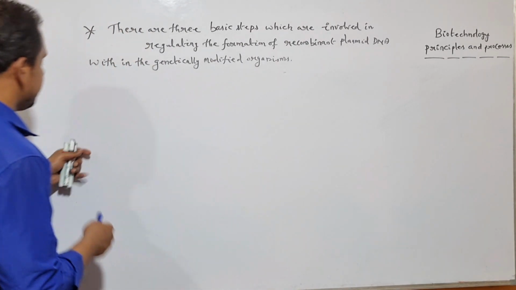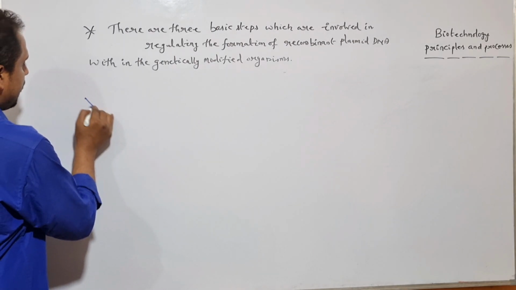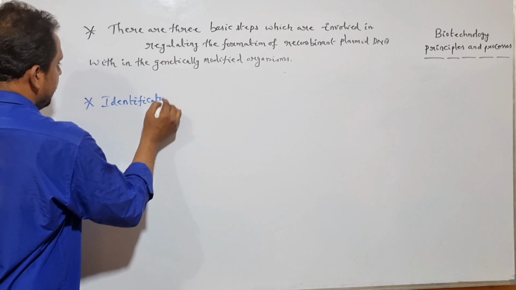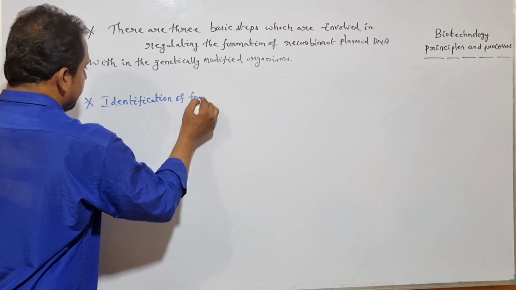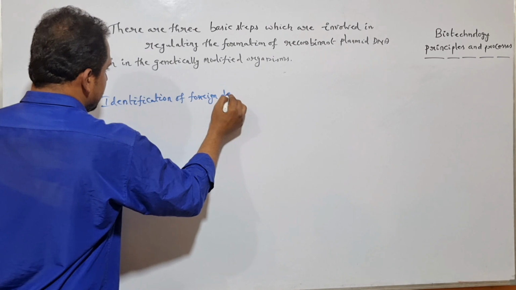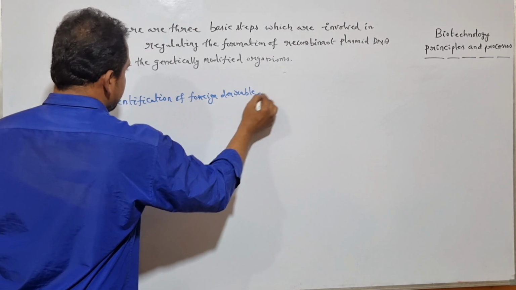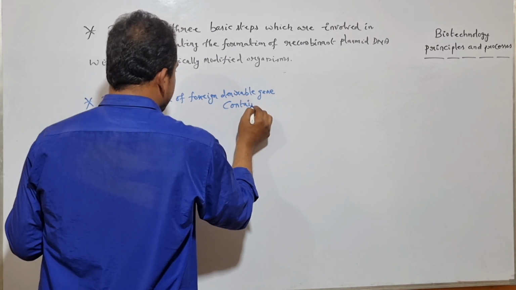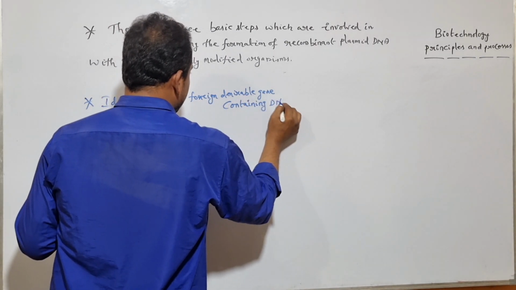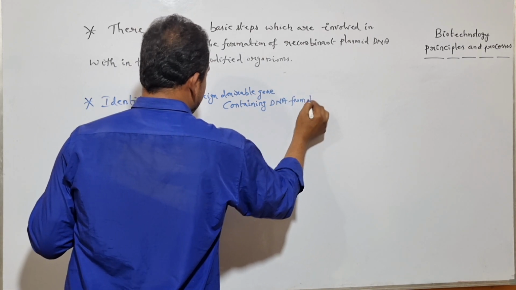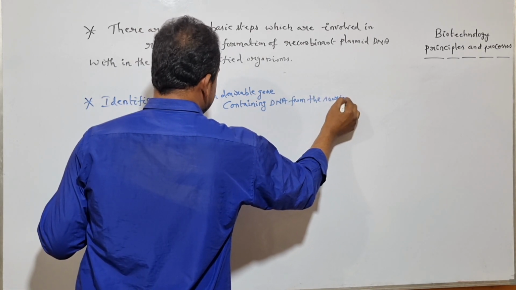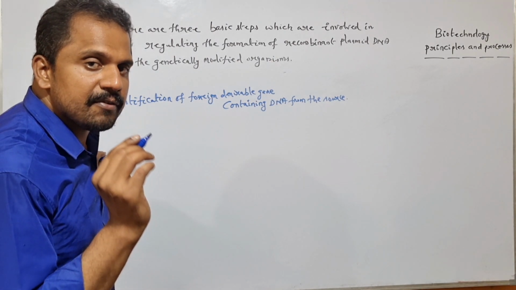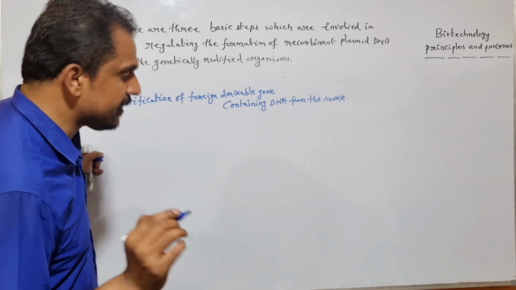Is it clear? Identification of foreign desirable gene containing DNA from the source. And the next specific step here is nothing but what? Transfer of the desirable DNA from the source into the E. coli host. Is it clear?